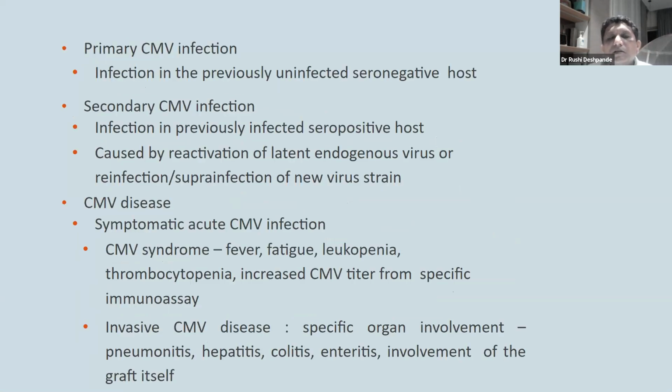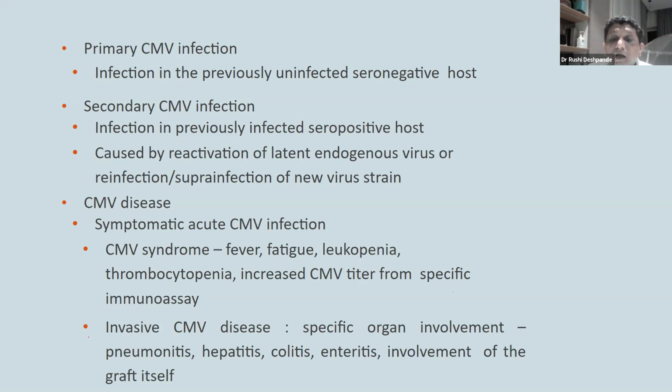Primary CMV infection and secondary. Primary is when it is not present in the recipient but present in the donor. Secondary means it is a latent infection which has become active now, usually a reactivation. CMV can be symptomatic or asymptomatic. When it is mild, it is usually in the form of a CMV syndrome with fever, leukopenia, thrombocytopenia, and increased CMV titer. When it is invasive, it is a CMV disease, manifesting with bone marrow involvement and organ involvement.